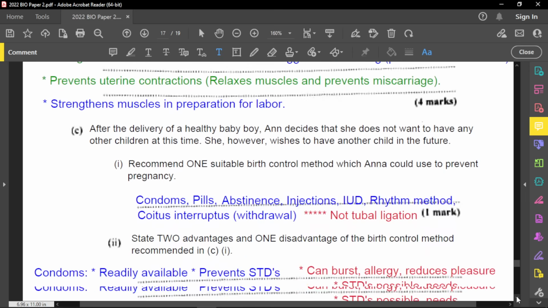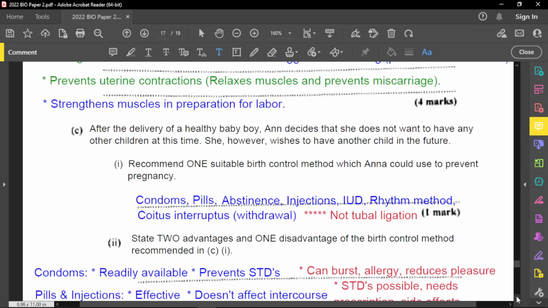Now, for part C, it's after the delivery of the healthy baby boy, Anna decides that she does not want to have any other child at this time. She, however, wishes to have another child in the future. So notice that is very important. She decides to have another child or children in the future.